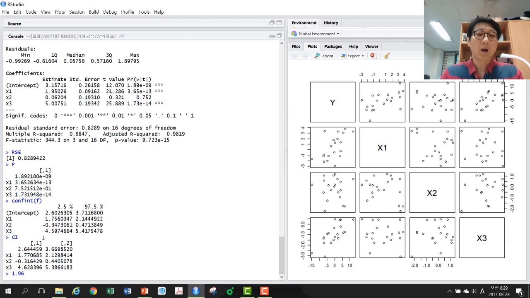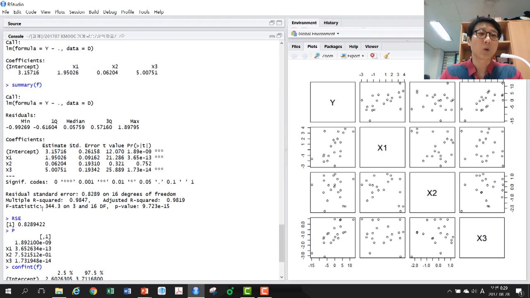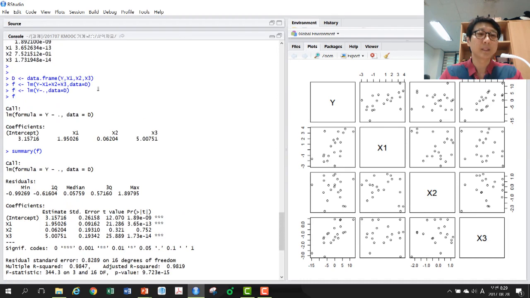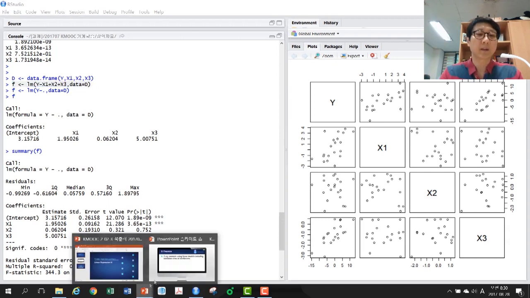Okay, so I'm going to stop the first program example here. The important thing is you don't have to worry about all of the complicated things. Use the simple lm command. This one is going to give you all the calculations in a simple way. Okay, so I'm going to stop here.